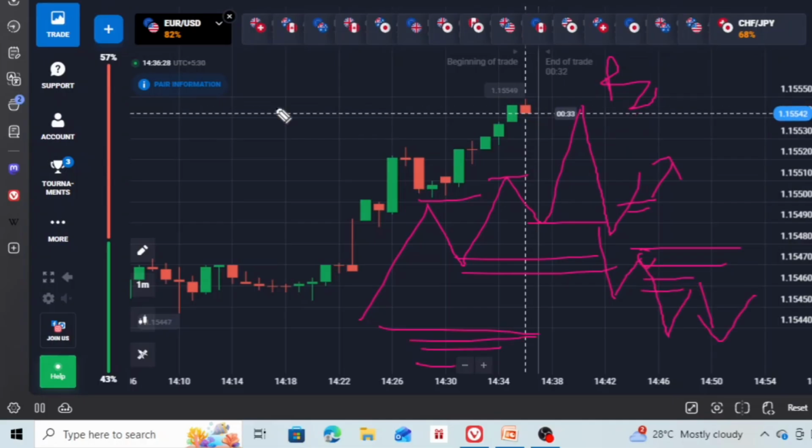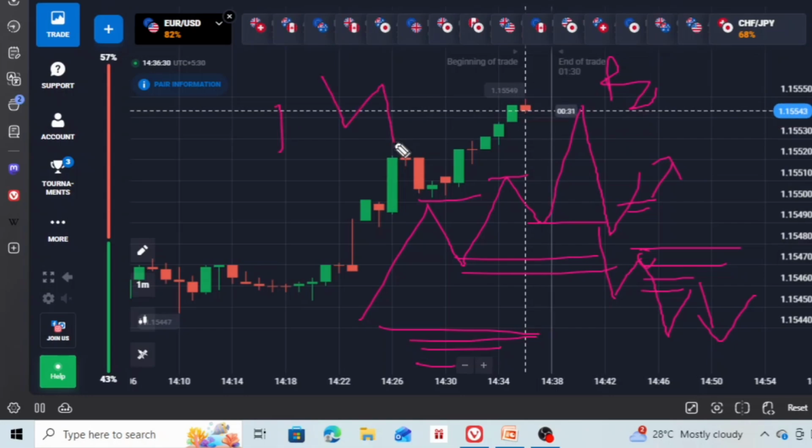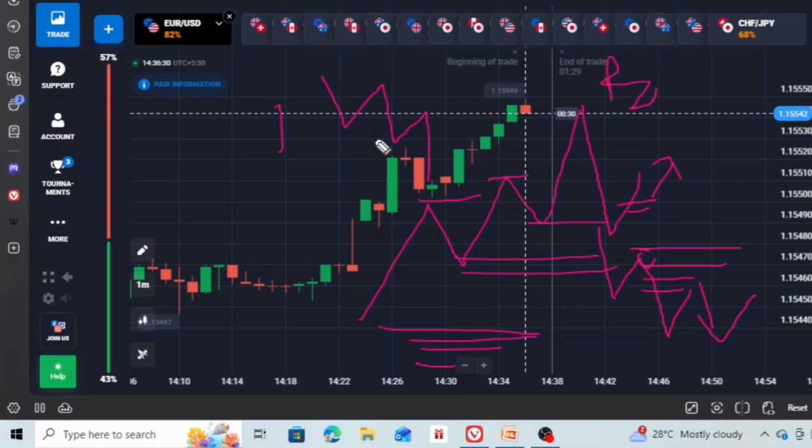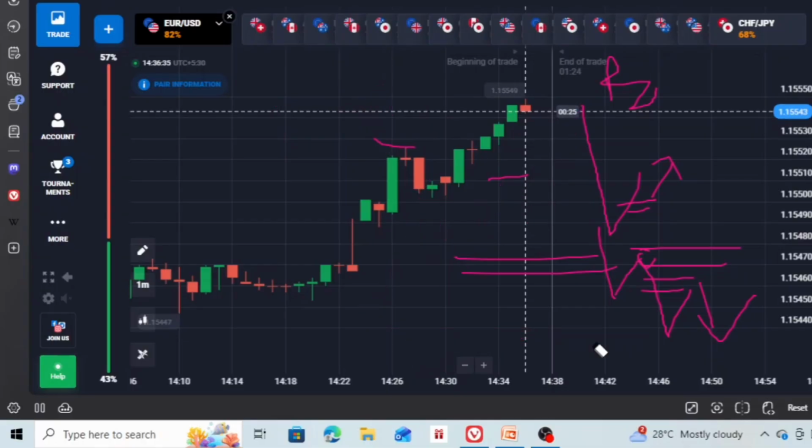Same as to the downward direction. If the price is making a lower low, then we will look for the sell break. Okay, so let's just get started.